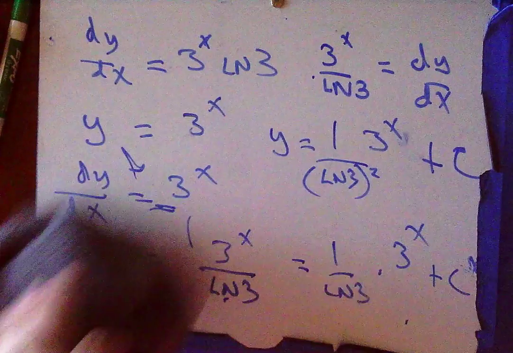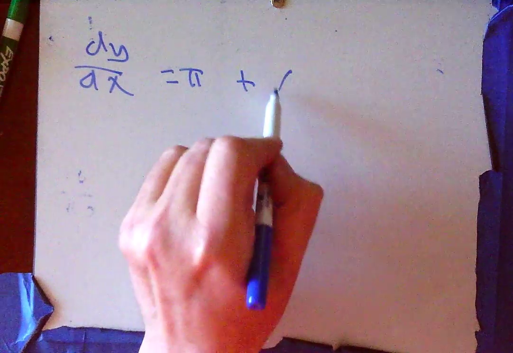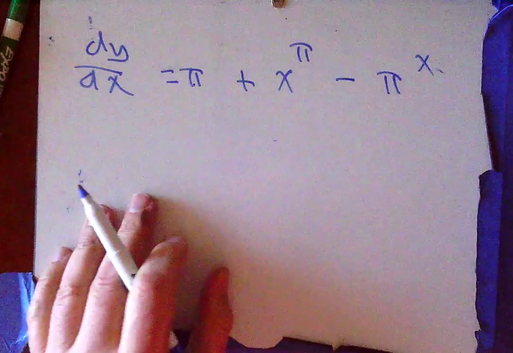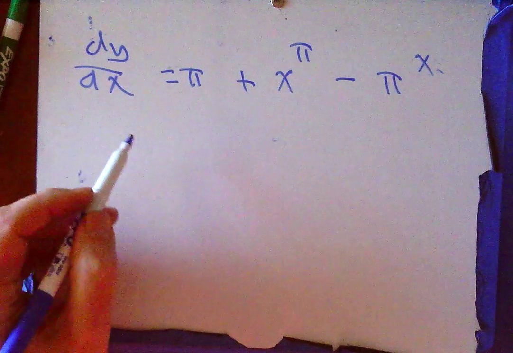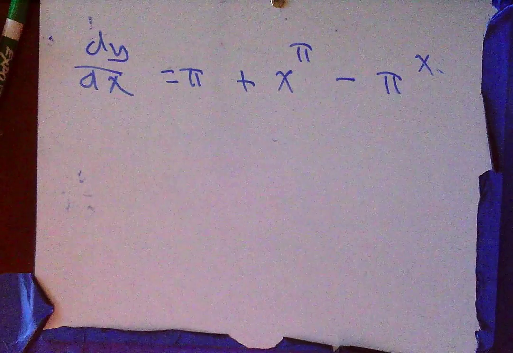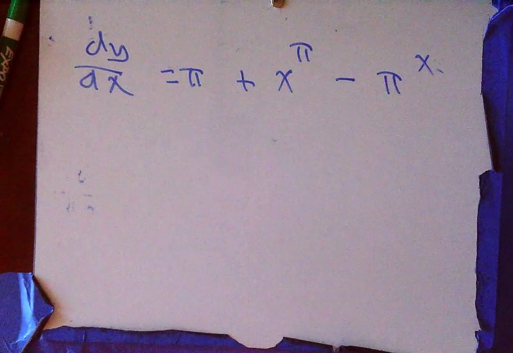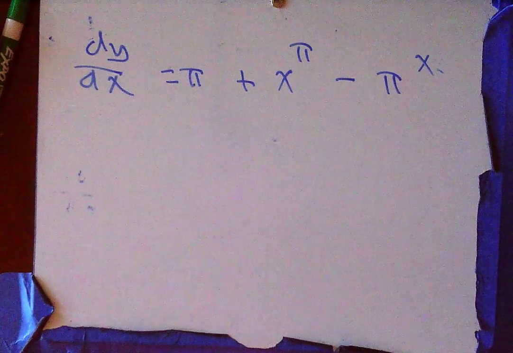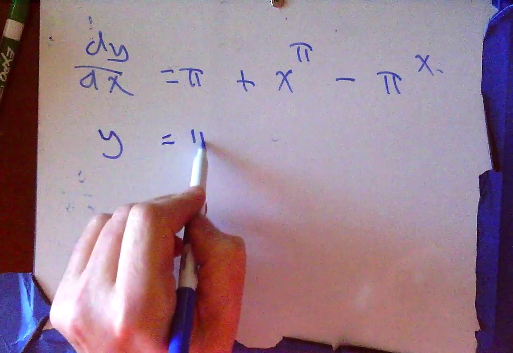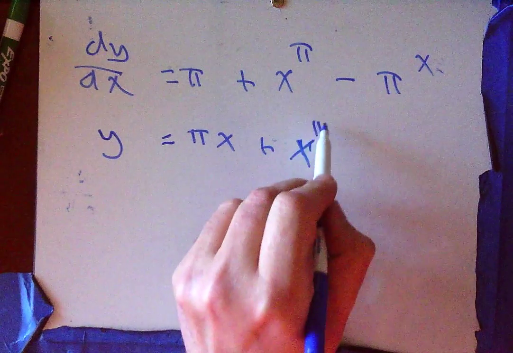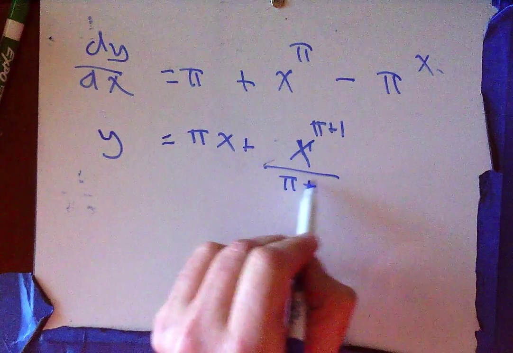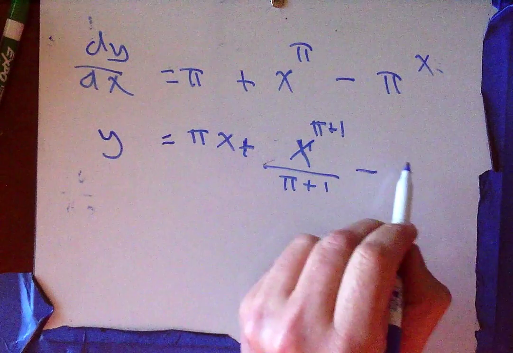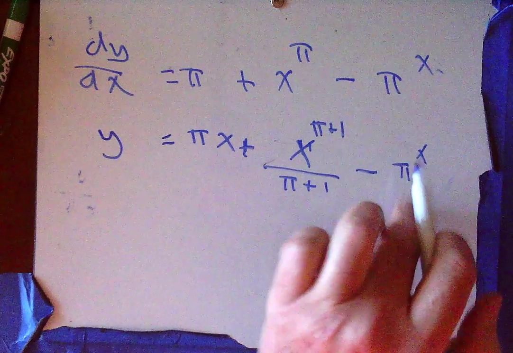Oh my goodness. Okay, how about this one? How about dy/dx equals pi plus x to the pi minus pi to the x? It's such a good problem for you. 5, 4, 3, 2, 1. Okay, so then y equals pi x plus x to the pi plus 1, hold on a second, divided by pi plus 1, and over here, minus pi to the x over ln of pi.